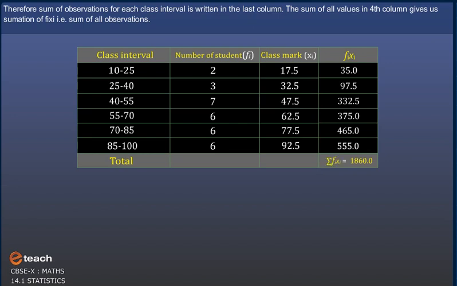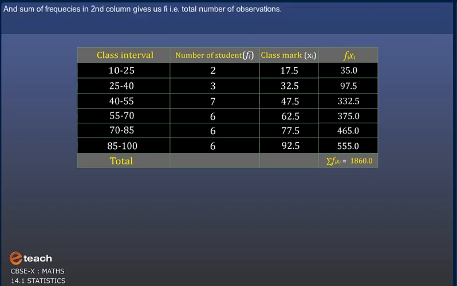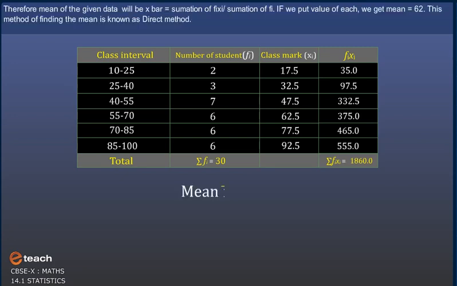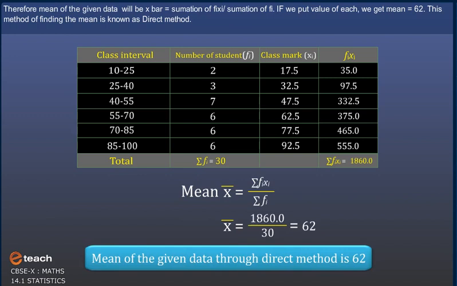The sum of all values in the fourth column gives us summation of fixi, that is, the sum of all observations, and the sum of frequencies in the second column gives us summation of fi, that is, the total number of observations. Therefore, the mean of the given data will be x bar is equal to summation of fixi by summation of fi. If we put the values, we get mean is equal to 62. This method of finding the mean is known as the direct method.